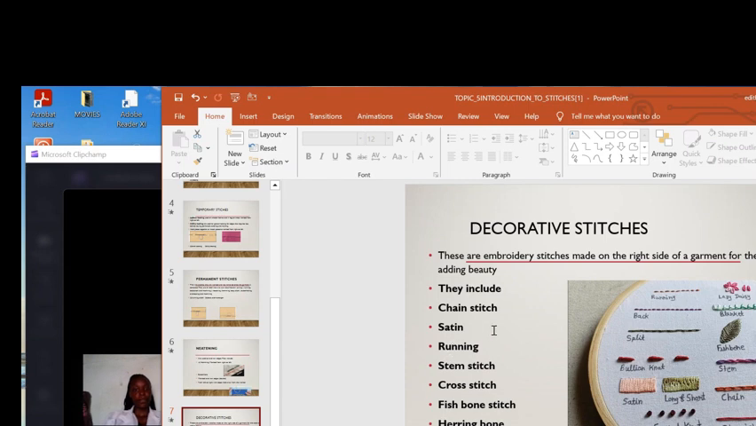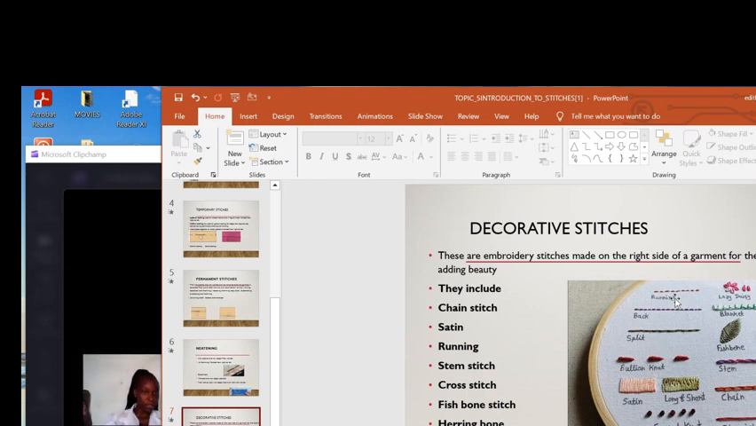These are examples of decorative stitches. Example number one, we have chain stitch, satin stitch, running stitch, stem stitch, cross stitch, fishbone stitch, and herringbone. Here is a picture displaying a few examples of the decorative stitches.